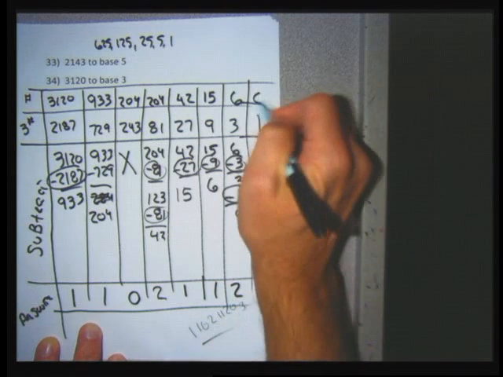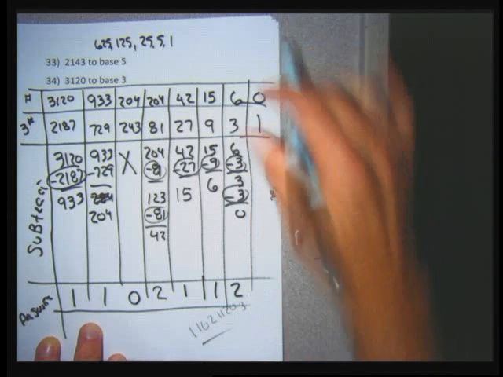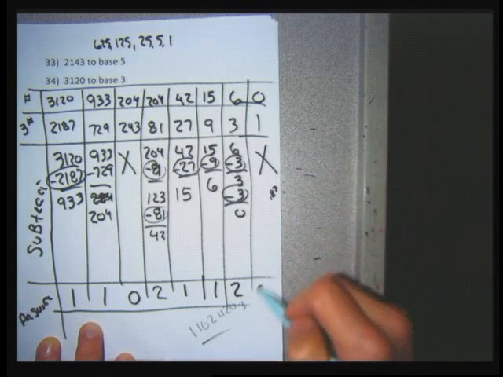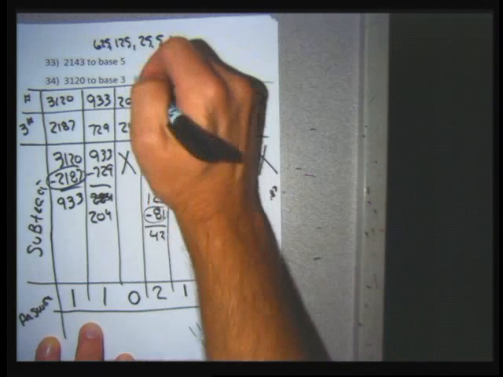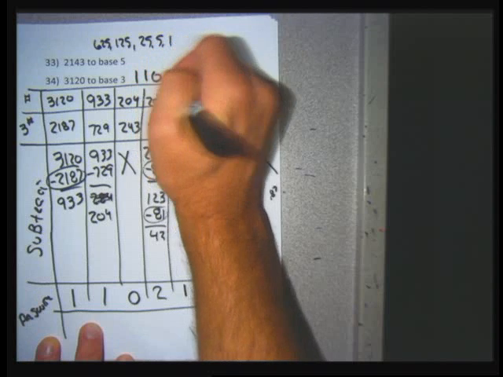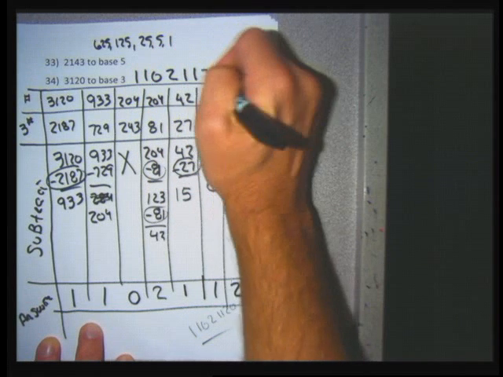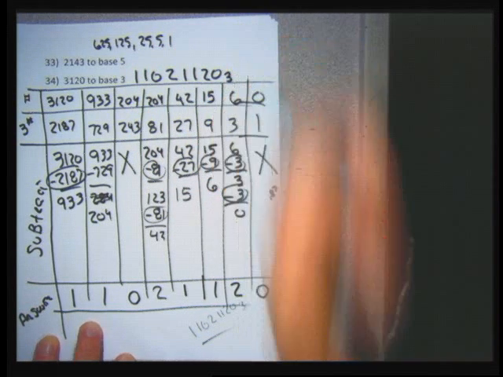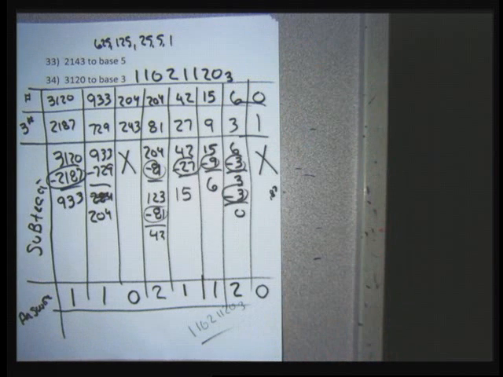Bring my remainder up. Can't subtract that. Put a big X and a 0. So this is going to be 11021120 base 3. And it matches up with what I got using the website that does it for me. 3 more problems.